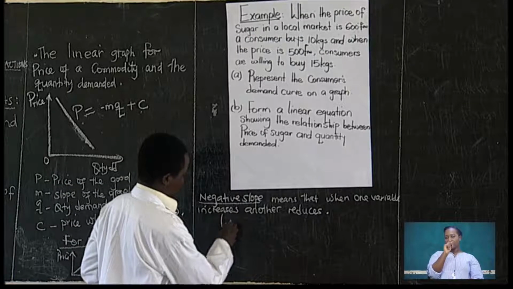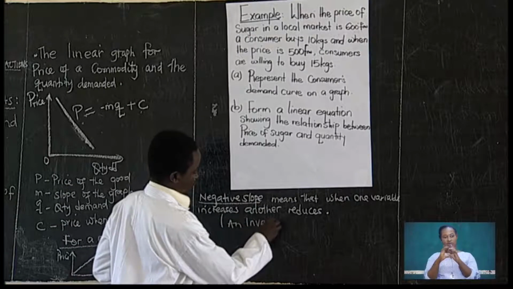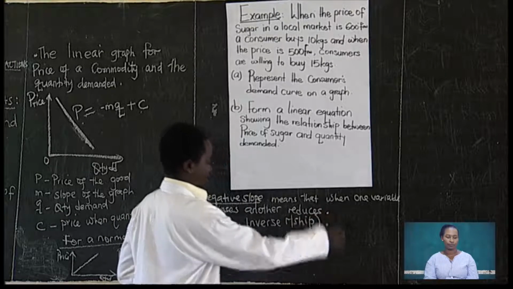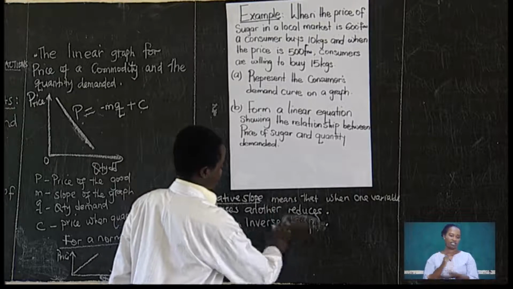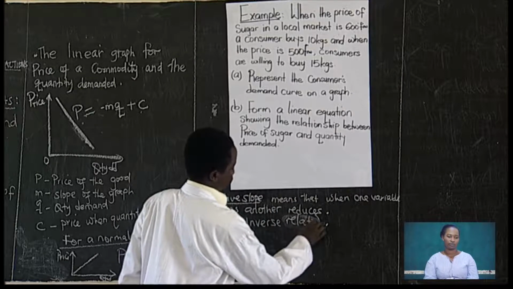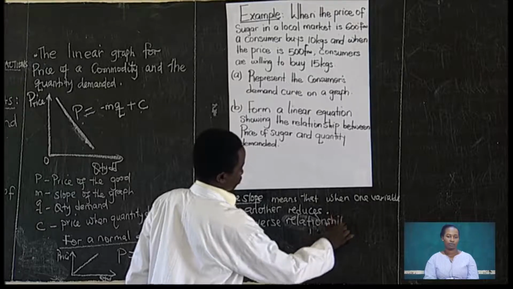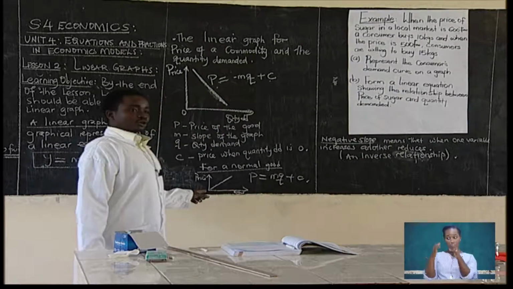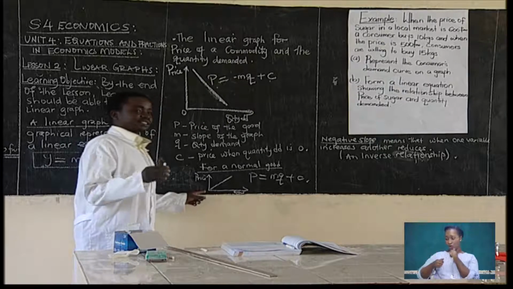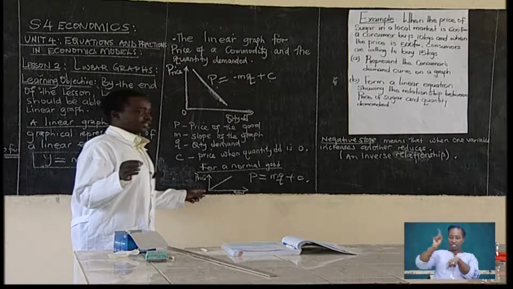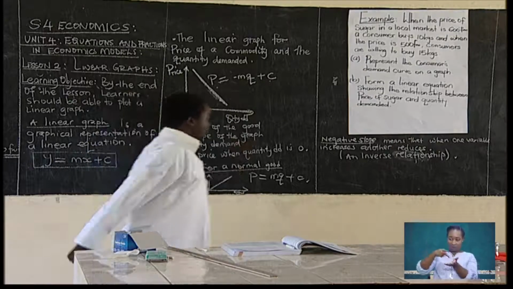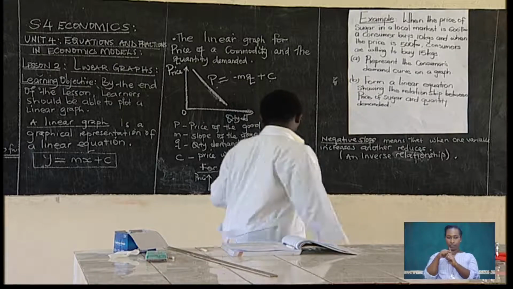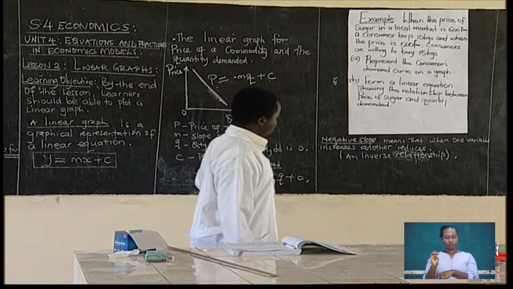So here there is an inverse relationship. But for a normal good like this one, whose quantity demanded increases as income of a consumer increases, the price is increasing, people are buying more. In this case, there will be a positive slope, like this one.